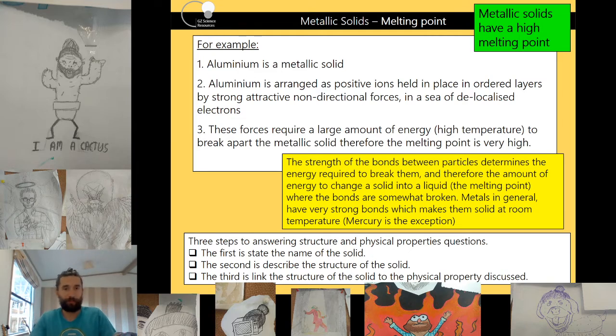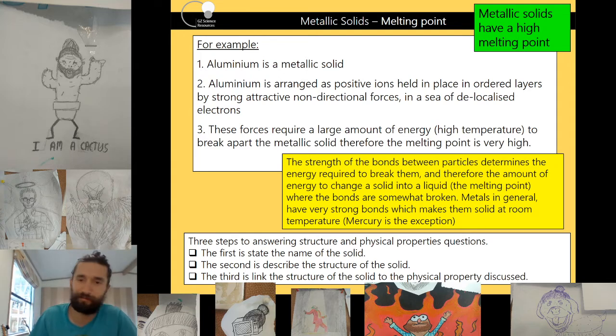So if a substance has strong bonds between its particles, then a lot of energy is required and it has a high melting point. So the strength of bonds between particles determines the energy required to break them, and therefore the amount of energy to change a solid into a liquid, the melting point, where the bonds are somewhat broken. Metals in general have very strong bonds which make them solid at room temperature. Mercury is the exception.